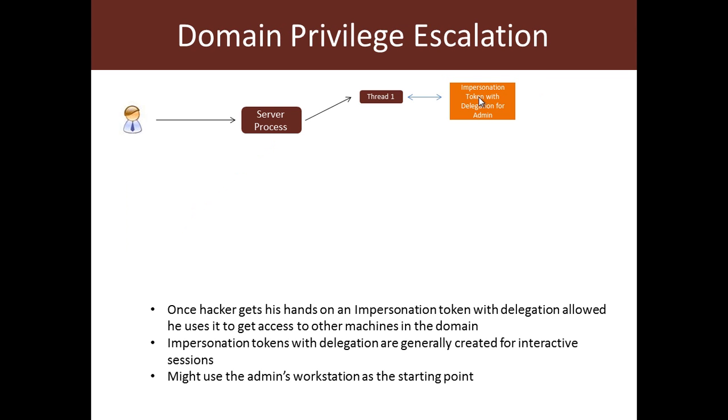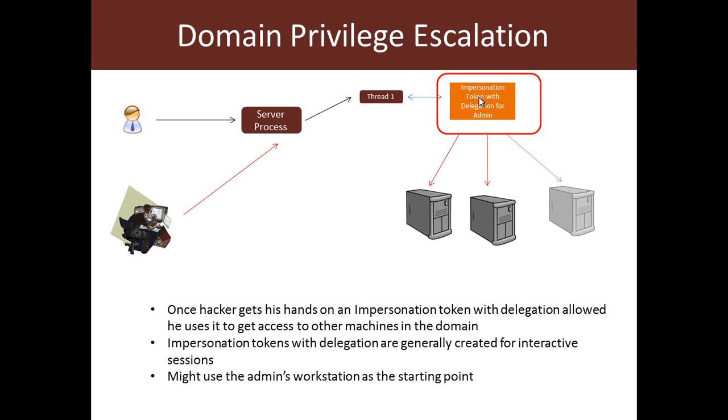The second is domain privilege escalation. Now this is a bigger problem and a bigger attack. What could happen is once the attacker breaks into a server process which actually contains an impersonation token with allowed delegation for an admin, then the hacker could take that token and actually log on to other systems for which the admin is responsible for administrating. Now, one of the best starting points to get such an impersonation token with delegation would be the admin's own workstation.